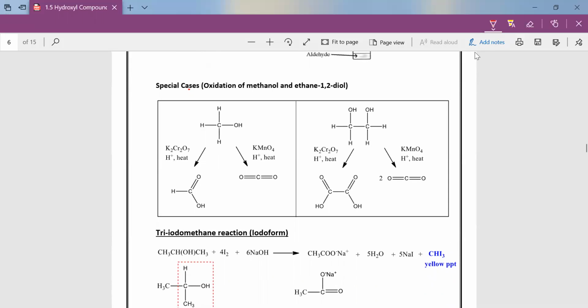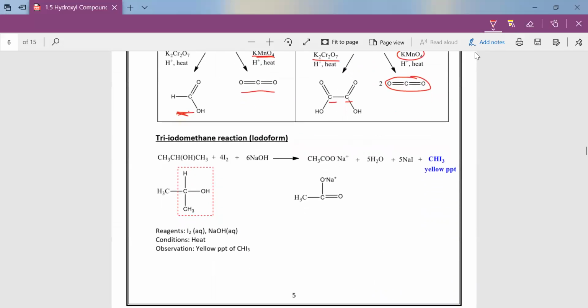Okay, so some special cases for you to take note. For methanol, if you use dichromate, you basically form methanoic acid. If you use KMnO4, you will just oxidize all the way to carbon dioxide. Then for ethane-1,2-diol, if you oxidize it using dichromate, you will form ethanedioic acid. But if you use KMnO4, you will go all the way to carbon dioxide.